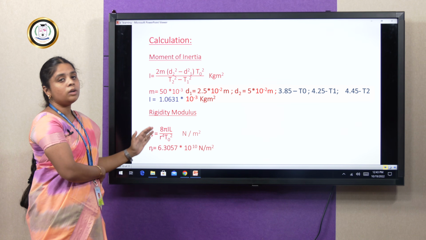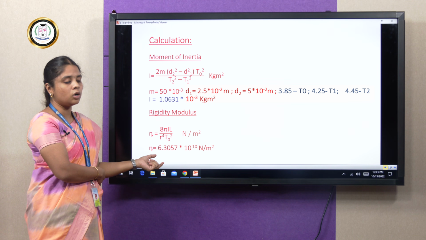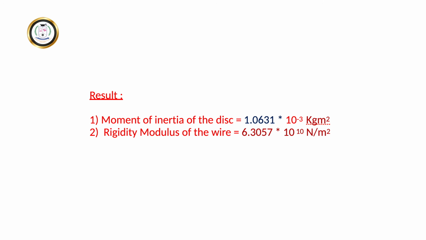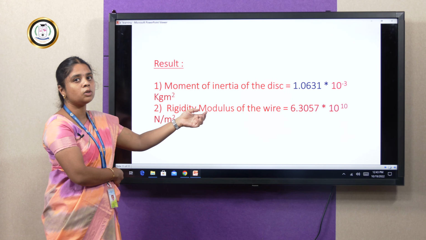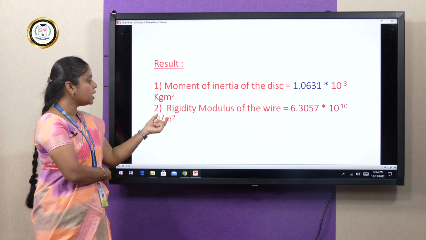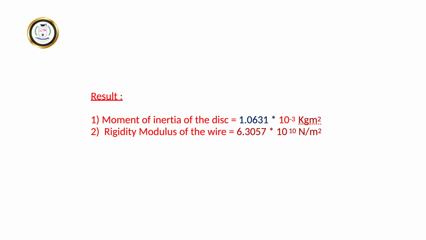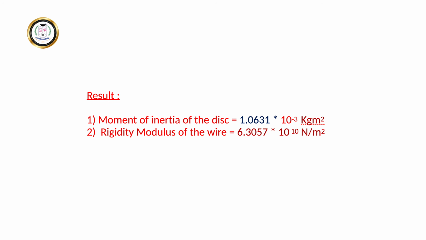So this is the calculation to obtain the value of moment of inertia and the rigidity modulus of the suspension wire. Coming to the result, it should be written as: the moment of inertia of the disc is 1.0631 into 10 to the power of minus 3 kilogram meter square, and the rigidity modulus of the wire is 6.3057 into 10 to the power of 10 Newton per meter square.